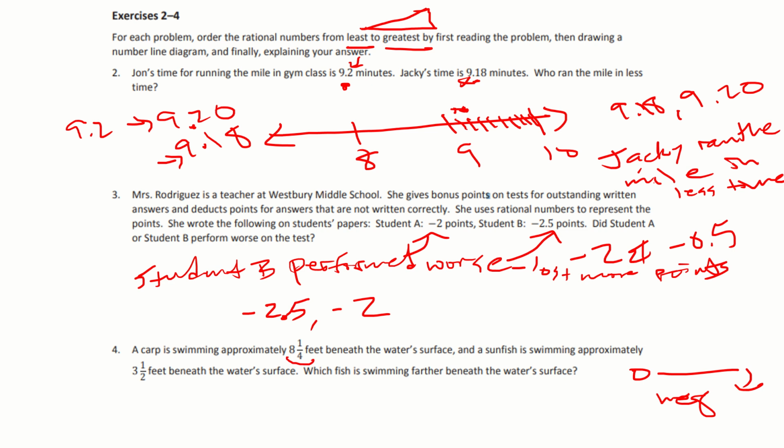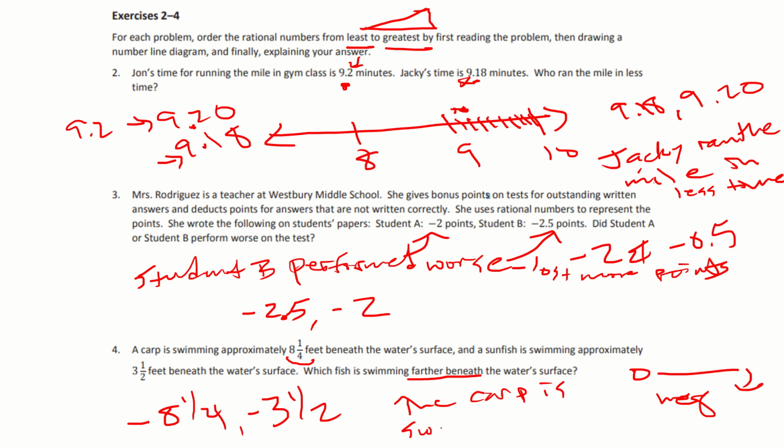So if we're writing it again from least to greatest, we should have negative 8 1/4 representing feet below, and then negative 3 1/2 feet representing feet below. Right, so those are my least to greatest. And then which fish is swimming farther beneath the water's surface? Farther down means a bigger negative number, right? The carp, swimming 8 1/4 feet, is swimming farther beneath the water surface, or farther beneath.